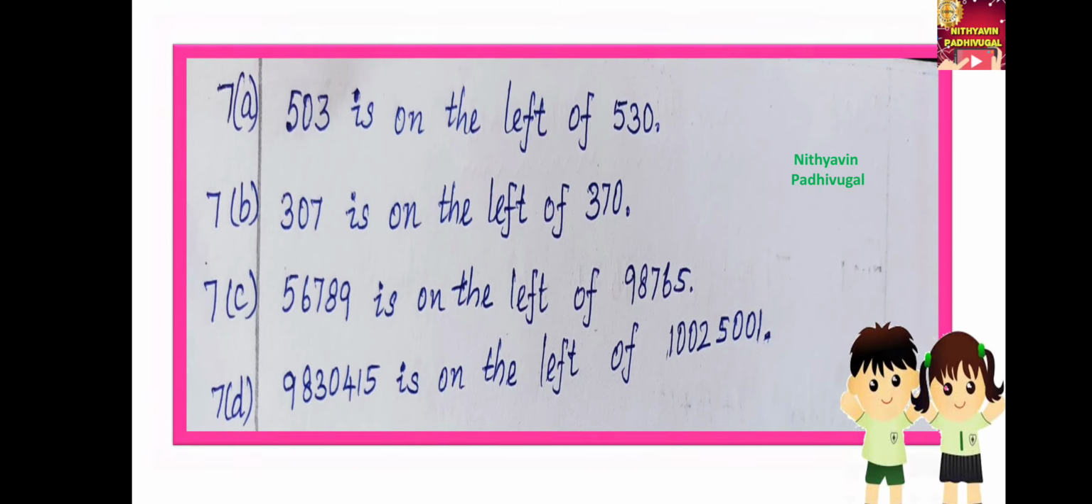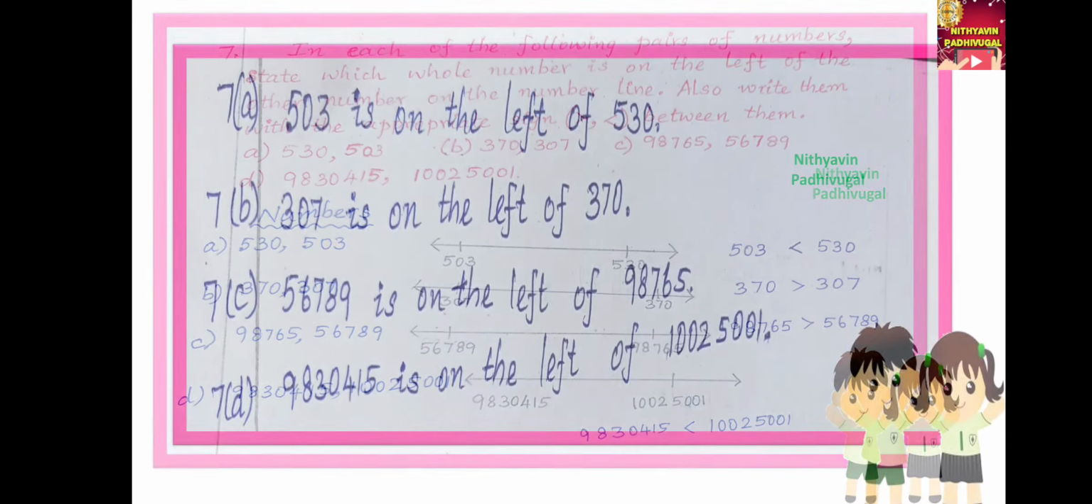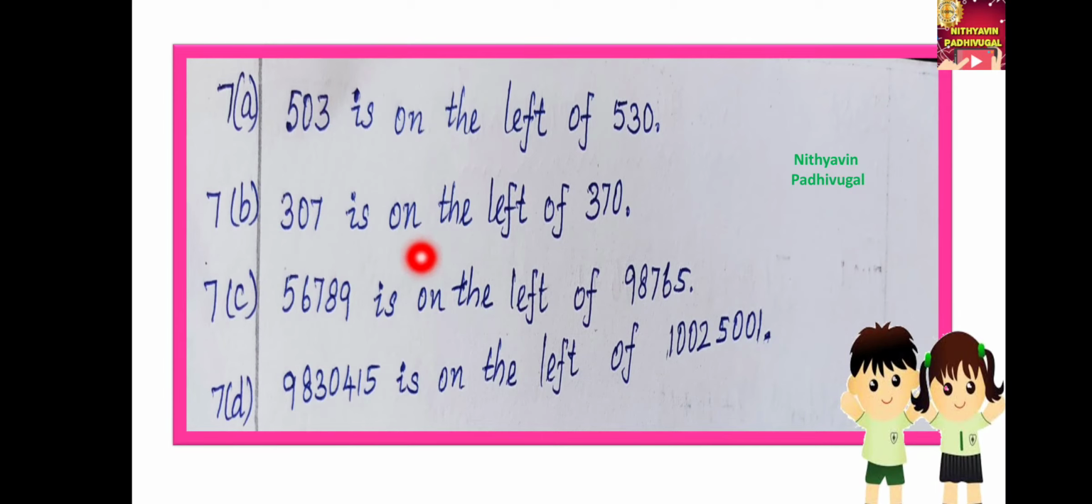Next number, 370 and 307. See, 307 is less than 370. This is a smaller number. So this number will be lying to the left side of 370. So 370 is to the right side of 307. 370 is greater than 307, and 307 is on the left side of 370. Both we have to write.